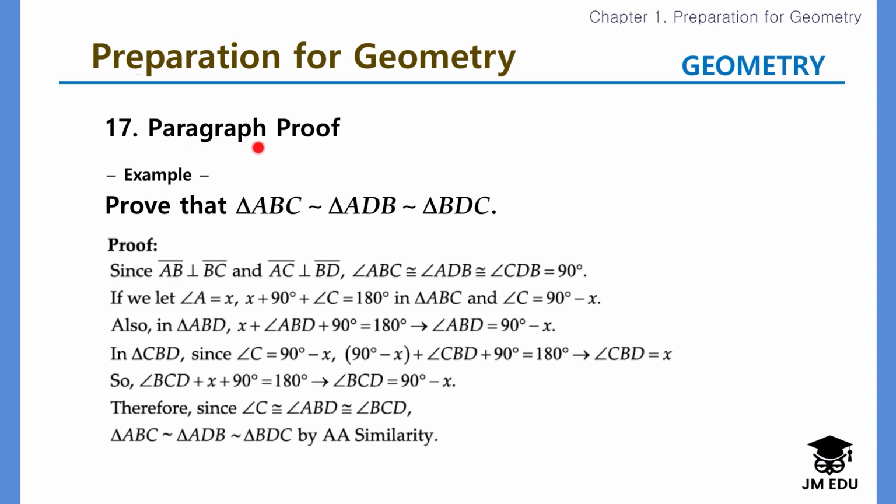17. Paragraph proof. Paragraph proof is a written proof in paragraph form using complete sentences. Most of the time, we will write proofs in geometry either in 2-column proofs or paragraph proofs. This is an example of a paragraph proof.